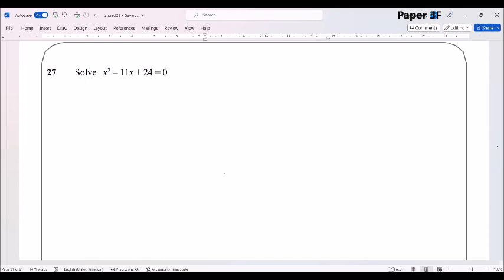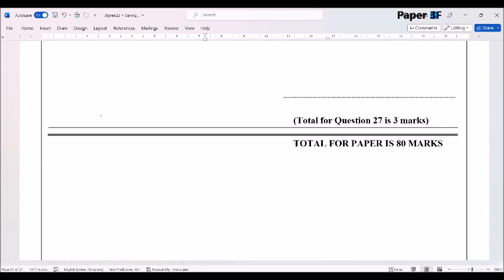So we're looking for a pair of numbers which multiply together to give 24, and when you add them together, they give you negative 11. So that's going to be x minus 3 and x minus 8. That equals 0. So x is equal to 3, or x is equal to 8, because 3 makes the first bracket 0. So 3 minus 3 is 0, times by anything is equal to 0, or the second bracket is made 0 by x equal to 8.